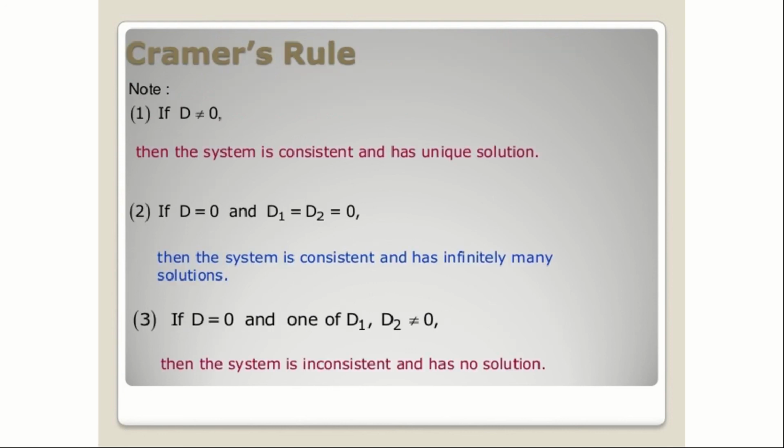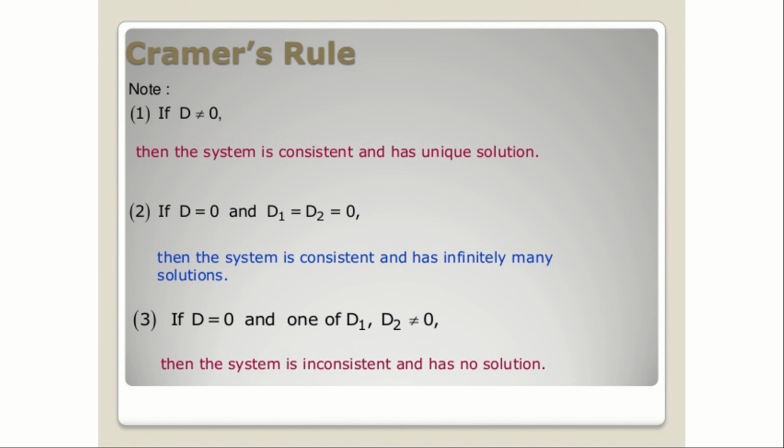In Cramer's rule, these three conditions are very important. First, if d is not equal to 0, then the system is consistent and has a unique solution. Second rule, if d is equal to 0 and d1 and d2 are also equal to 0, then the system is consistent and has infinitely many solutions. Last, if d is equal to 0 and one of d1, d2 is not equal to 0, then the system is inconsistent and has no solution.